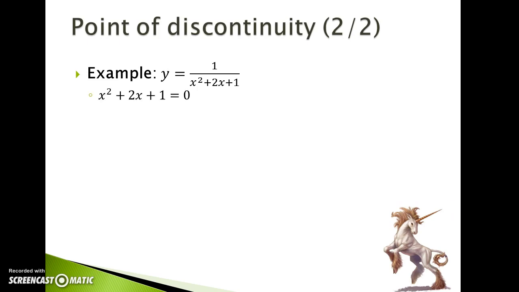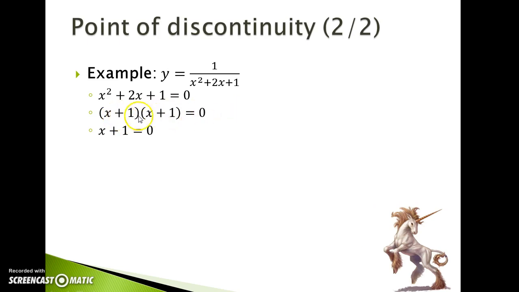For example, y equals 1 over x squared plus 2x plus 1. First things first, we take our denominator and we set it equal to 0. Now notice that the leading term has a square on it. So we know that we could use the quadratic formula or factor or completing the square. Let's try factoring first. If we look at it, we see, oh hey, what multiplies to 1 and adds to 2? Well, 1 times 1. So this can become x plus 1 times x plus 1.